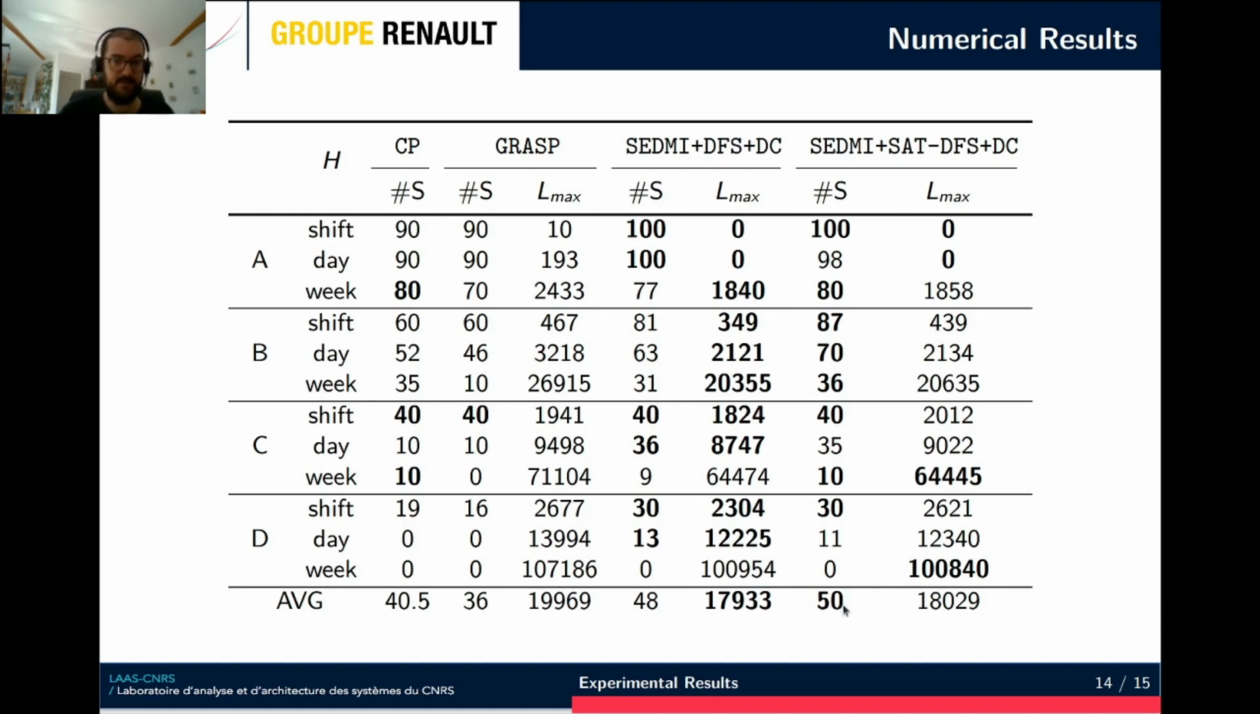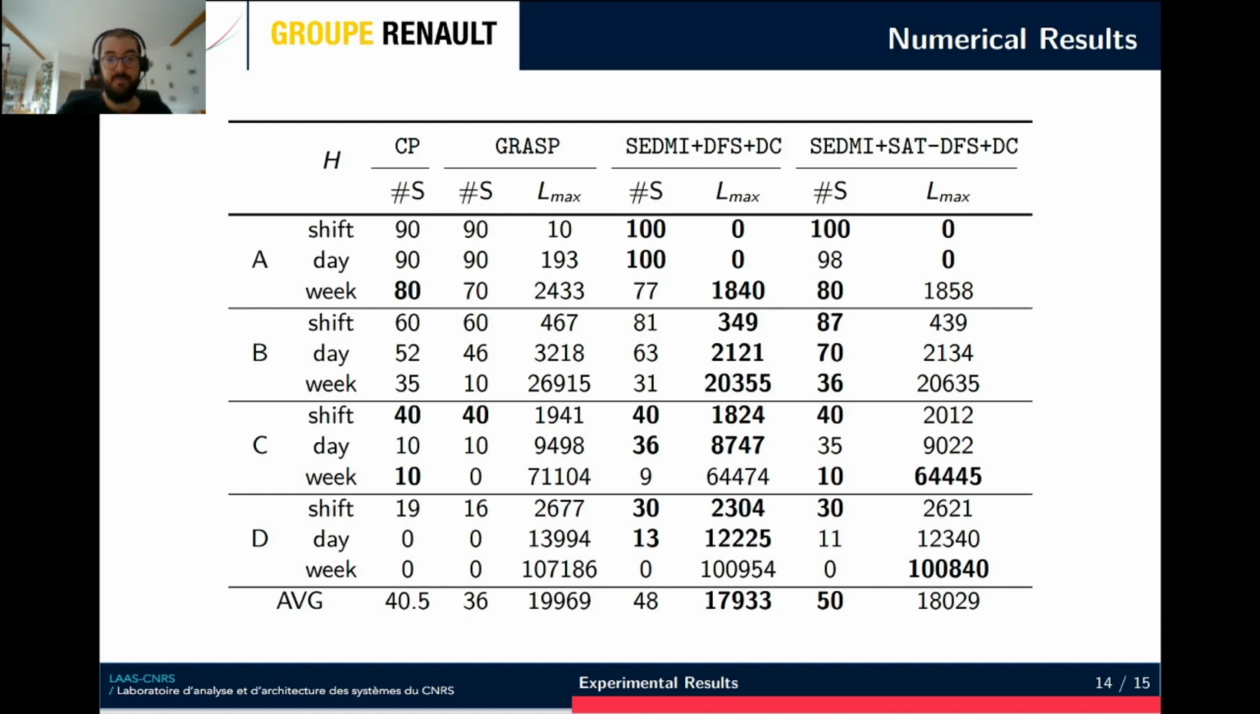So in global, we can see the 2 MCTS methods globally solve more instances than the CP approach and than the local search, up to 9.5%. And if we look at the objective function, the maximum tardiness, both MCTS outperform the local search. In detail, we can see that improvements are really focused on the shift horizon and day horizon, but no methods really outperform CP in the week horizon.